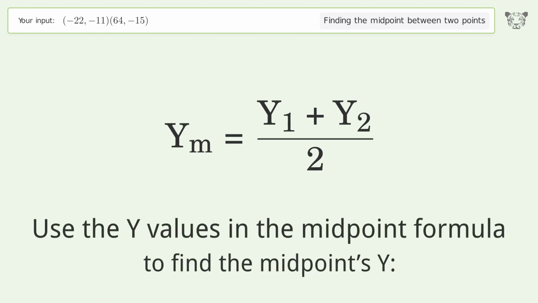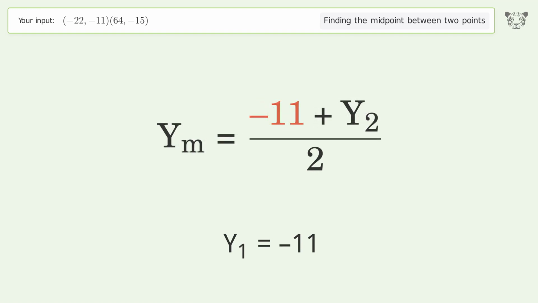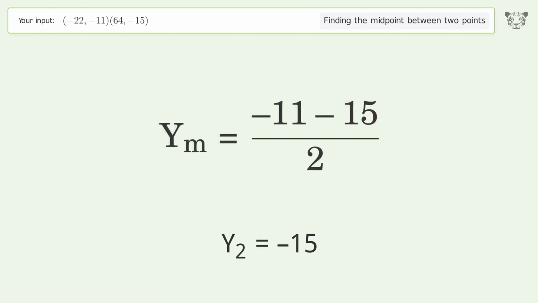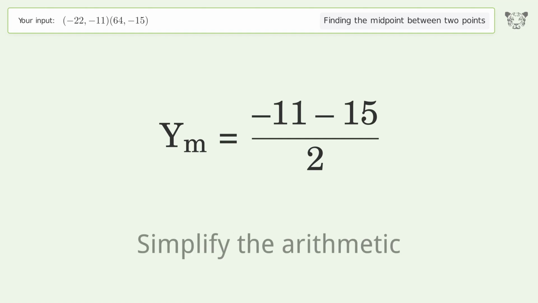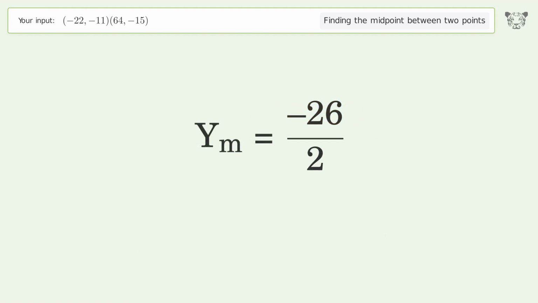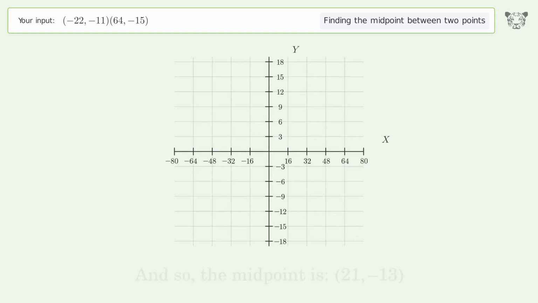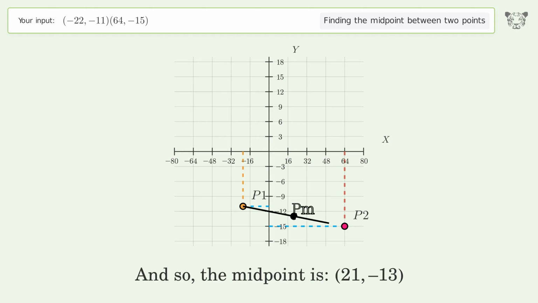Use the y values in the midpoint formula to find the midpoint's y. y1 equals negative 11. y2 equals negative 15. Simplify the arithmetic. And so, the midpoint is 21, negative 13.